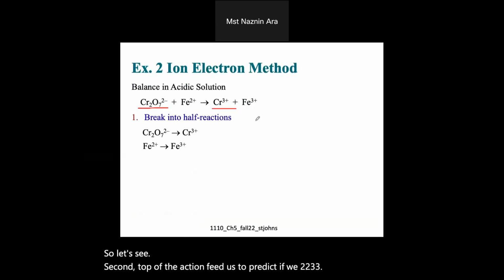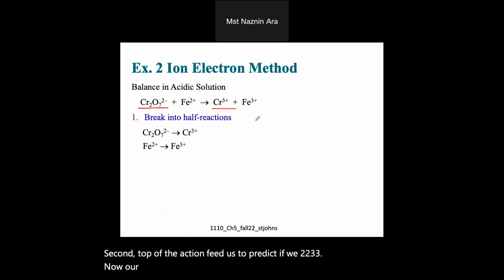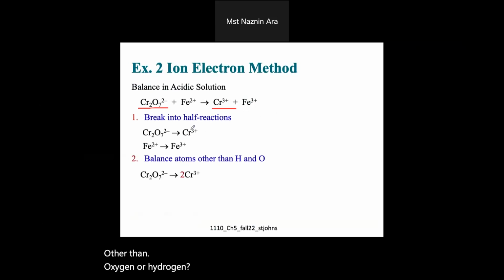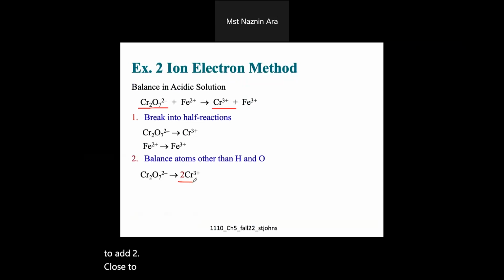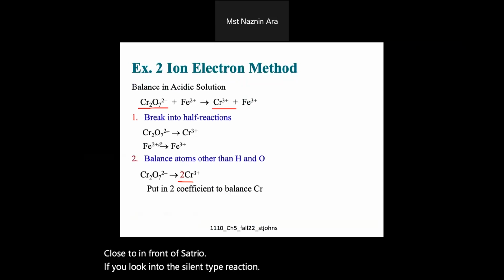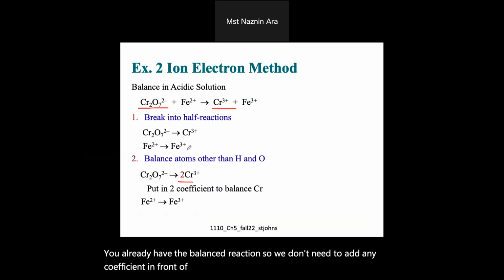Right. Now our first job is to balance atoms other than oxygen or hydrogen. Here Cr2O7 has two chromium atoms, so we have to add 2 in front of Cr3+. If we look into the second half reaction, it is already balanced, so we don't need to add any coefficient in front of iron on either the left or right side.